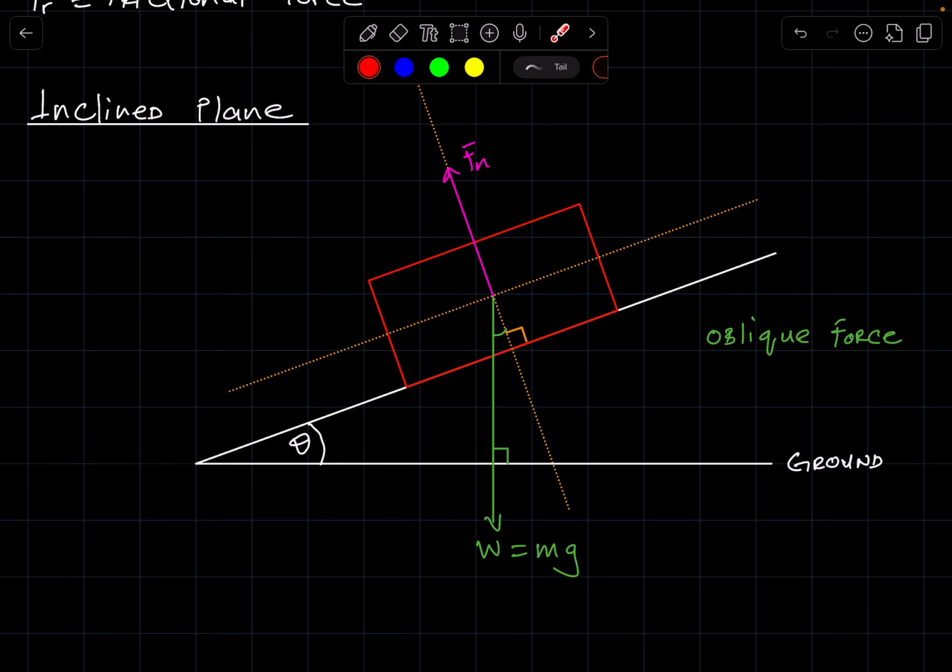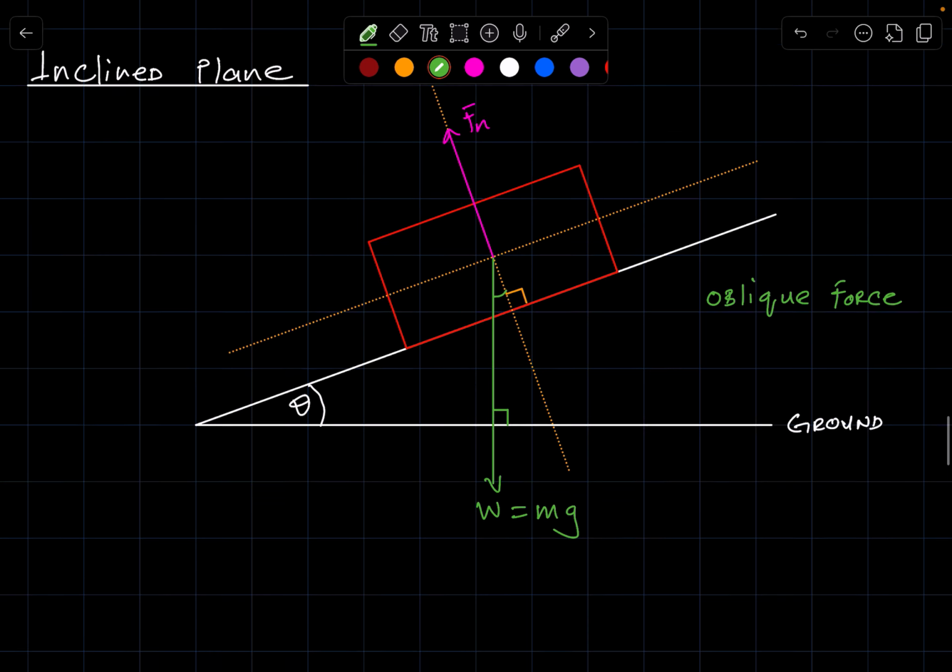So seeing that the weight, when the object is moving along an inclined plane, becomes an oblique force, it means we have to resolve the weight into its components. So we are going to resolve the weight into its horizontal component as well as vertical component, starting with the vertical component. So you have a vertical component there, and this here is the horizontal component.